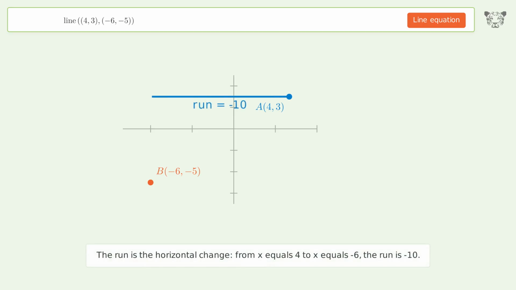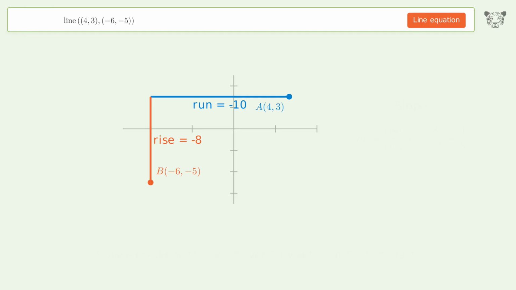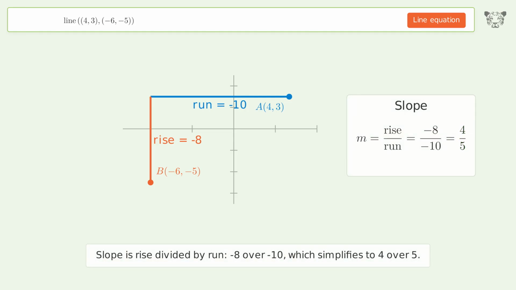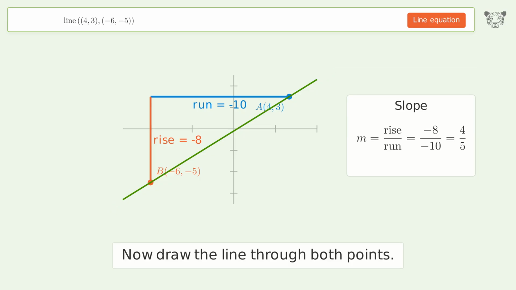The run is the horizontal change, from x equals 4 to x equals -6, the run is -10. The rise is the vertical change, from y equals 3 to y equals -5, the rise is -8. Slope is rise divided by run, -8 over -10, which simplifies to 4 over 5. Now draw the line through both points.